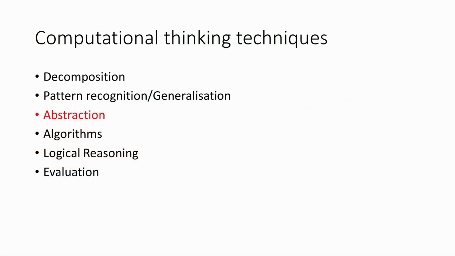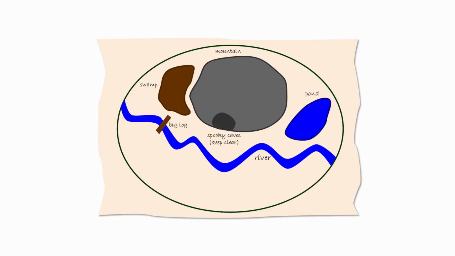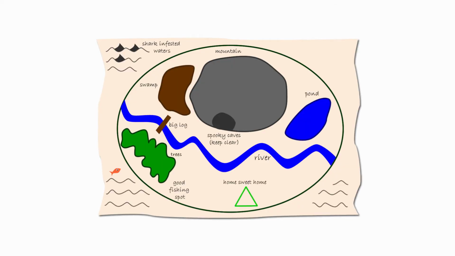Abstraction is a powerful computational thinking technique that means simplifying a problem by only focusing on the details that matter. Boris decided it would be a good idea to make a map of the island. Lucky for him, a box of coloured pencils and some paper was washed ashore. A map is an excellent example of abstraction. It doesn't have to include every single detail about the island, just what Boris needs to know.